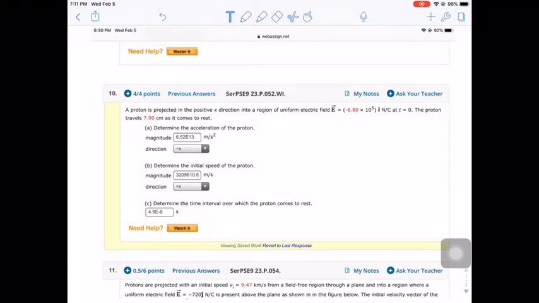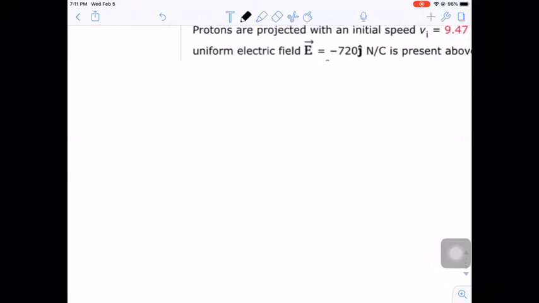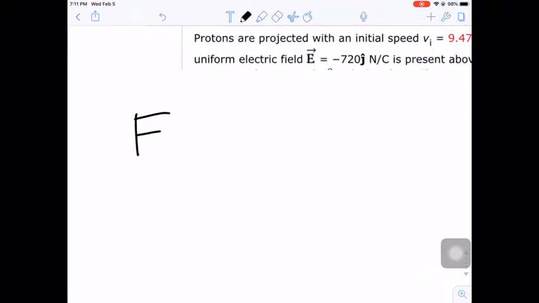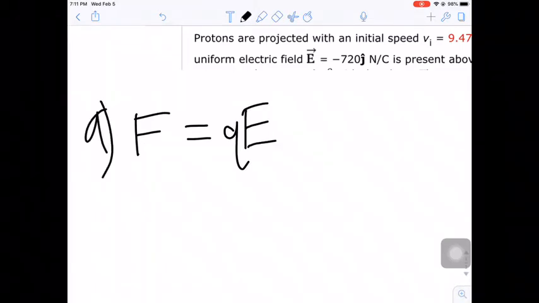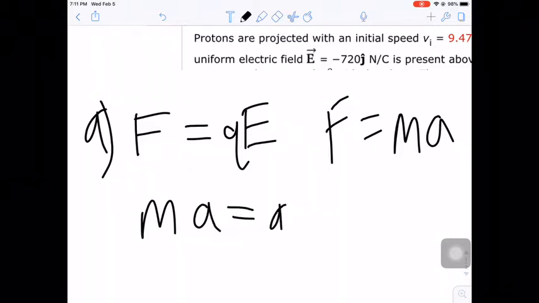Part A asks to determine the acceleration of the proton. So we know that the force is equal to QE, the electric force, so this is part A. And we know that F is just equal to MA, so we can just set QE and MA equal to each other. Q being the charge of a proton and E being the electric field.